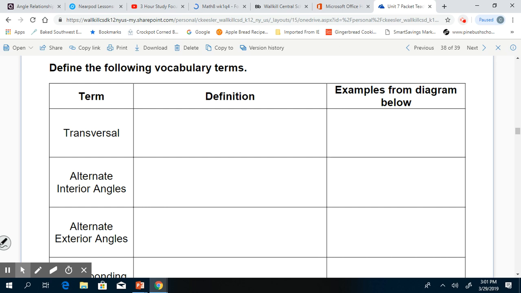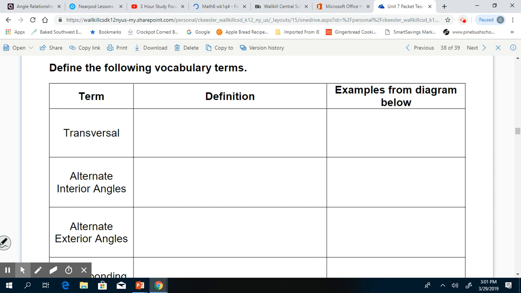In today's lesson, we're going to be learning about different types of angles that are formed by parallel lines cut by what is called a transversal. We'll be working with these types of diagrams for the next couple of days. It's really important to understand how the angles are formed and how they are related. So we're going to fill in the chart first with each definition and then the examples from the first diagram, and then you're going to do the back on your own.